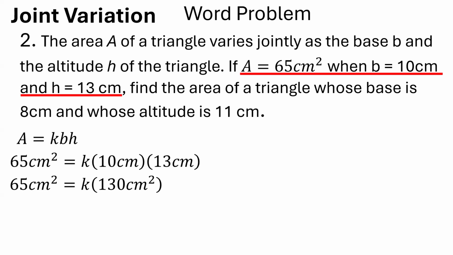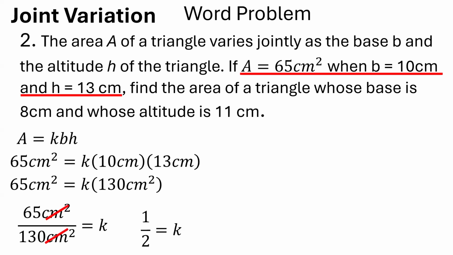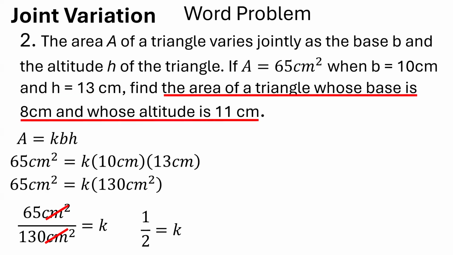Okay? So if we divide 65 centimeters squared by 130 centimeters squared, our constant of variation will be 1/2. Sir, what happened? Why did it suddenly cancel? Because centimeter squared divided by centimeter squared is equal to 1, so the unit of measurement, centimeter squared, is gone. So 65 divided by 130 is 1/2. So that is our constant of variation.